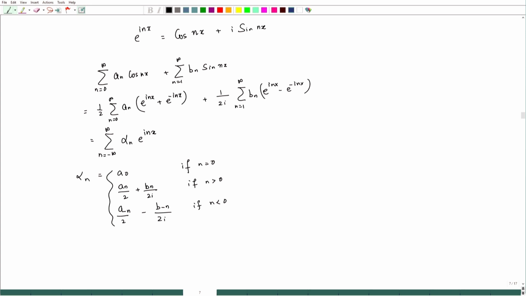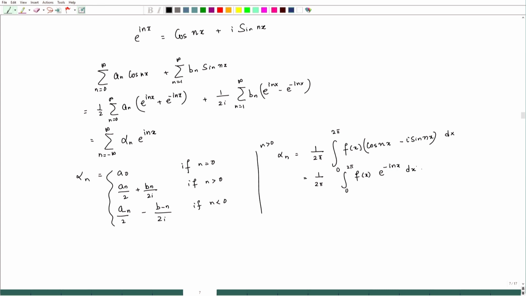So, now if I write alpha n from here, for n greater than 0 it is equal to 1 by 2 pi integral 0 to 2 pi f of x, and then this is cos n x minus i sin n x dx, which is equal to 1 by 2 pi integral 0 to 2 pi f of x e to the power minus i n x dx for n greater than 0.